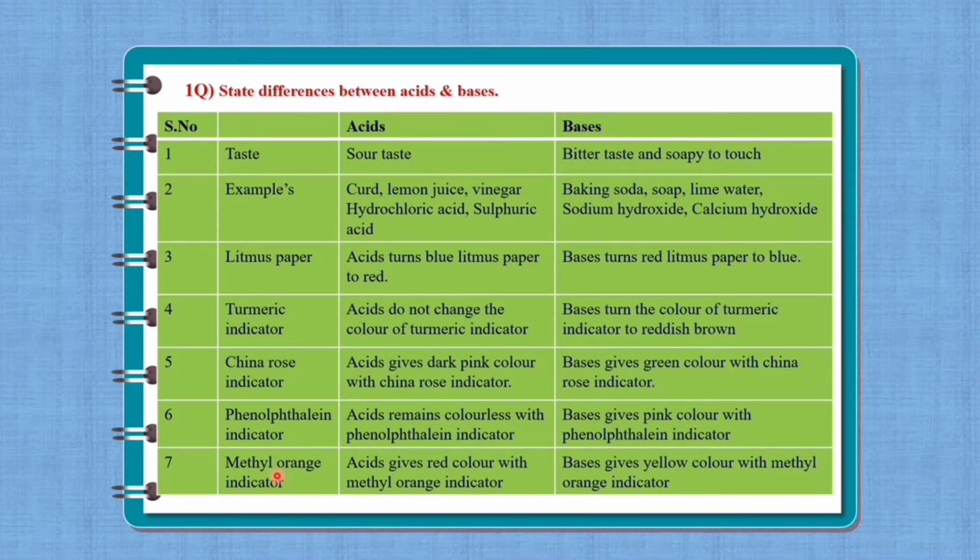Number 7, methyl orange indicator. As the name itself indicates, the color of the indicator will be orange. It is a synthetic indicator. Acids give red color with methyl orange indicator. Bases give yellow color with methyl orange indicator.